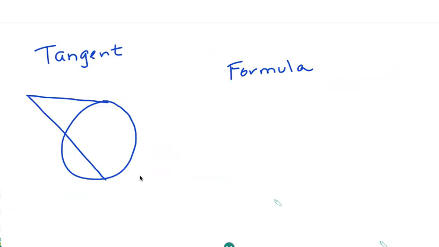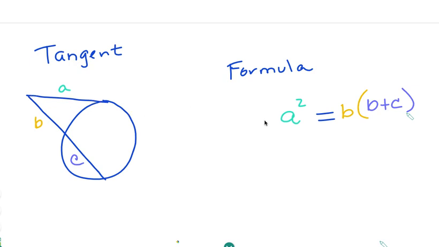All right, last formula, tangent. So just like the secant, we're going to start with the part that is outside of the circle. So we'll start with A. My formula is going to be A squared, because I don't have any other part of my tangent. The tangent will only touch the circle at one point. But then for the other side, it is a secant, so I'm going to use that same exact formula. So I'm going to have B, and then C. So it's B times the sum of the two parts. So really the only difference here is that you have a tangent. When you have a tangent, you're going to square it.